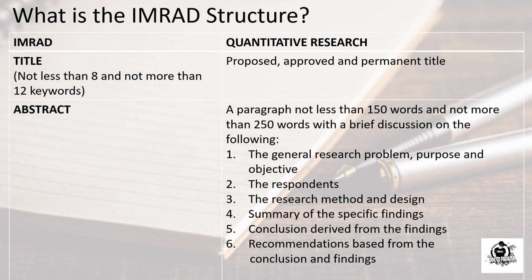So the abstract should contain the following: the general research problem or the purpose and objective of your research, the description of the respondents of your research, the research method that you used and the design, the summary of the findings, the conclusion, and the recommendation of your research.